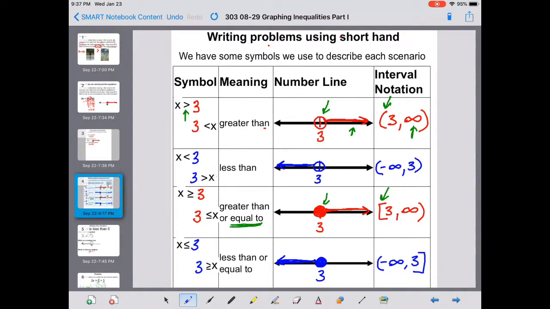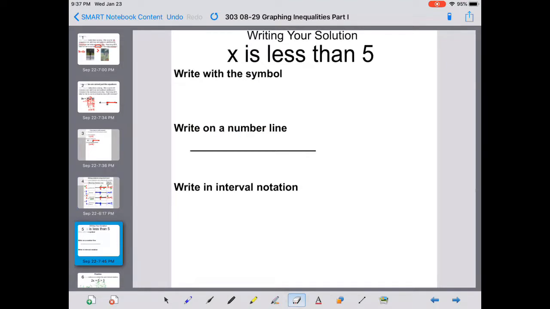So again, ask the sub to pause the video and make sure that you have all of this copied down, because this is going to be very important, because when we do any problems, you're going to have to write your answers in all 3 forms. So again, we'll practice this.